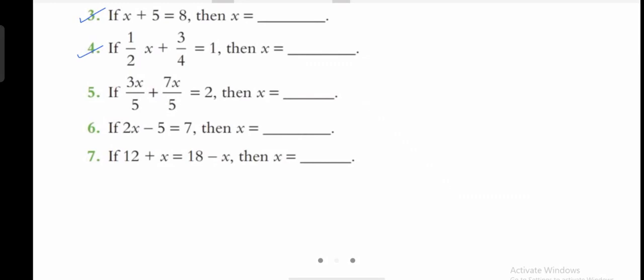So let's solve the fifth question. It is 3x upon 5 plus 7x upon 5, which is equal to 2. We know that we need to find it for x because this is given in the question. Also, we know that we can add up the like terms. Which two are the like terms in this case? This 3x by 5 and 7x by 5 are like terms.